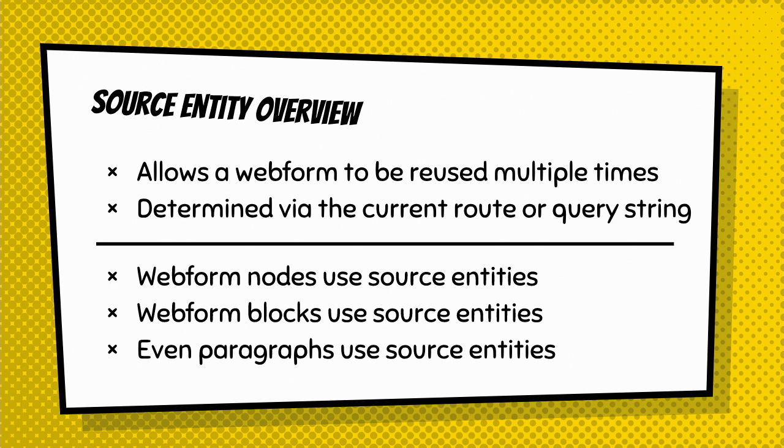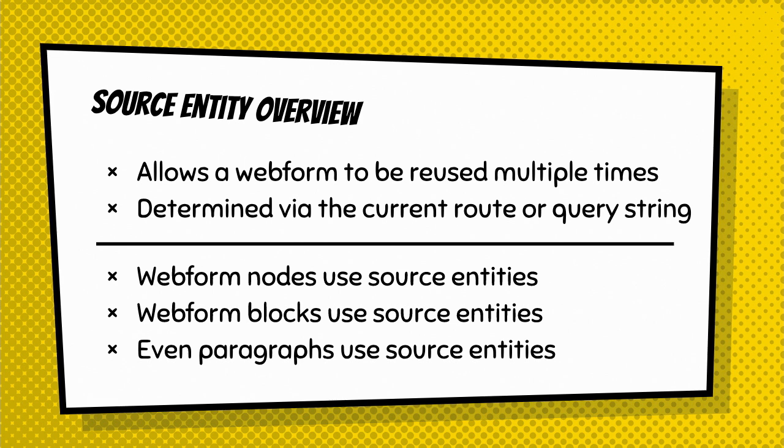Webform nodes are driven off that concept. When you create a block and place it on your site, it will track where it's being submitted from, and even paragraphs start to track source entities. Going back to that example of the webform submission table, these two fields are what's tracking it: an entity type and entity ID. Type meaning node, ID meaning the ID of the node, and if it was a user, it would track the entity type of user, and it would be the user ID.